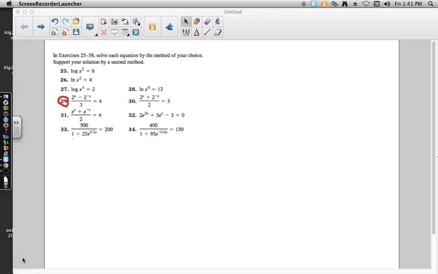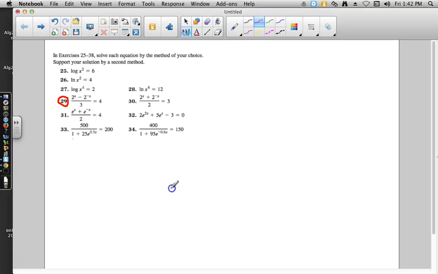These are the frequently asked questions for pre-calculus for section 3.5, day 1. We have exercises 25 to 38. Solve each equation by the method of your choice. Support your solution by a second method. Not necessarily needing a second method here, but I do want to see that you're able to get these solved.